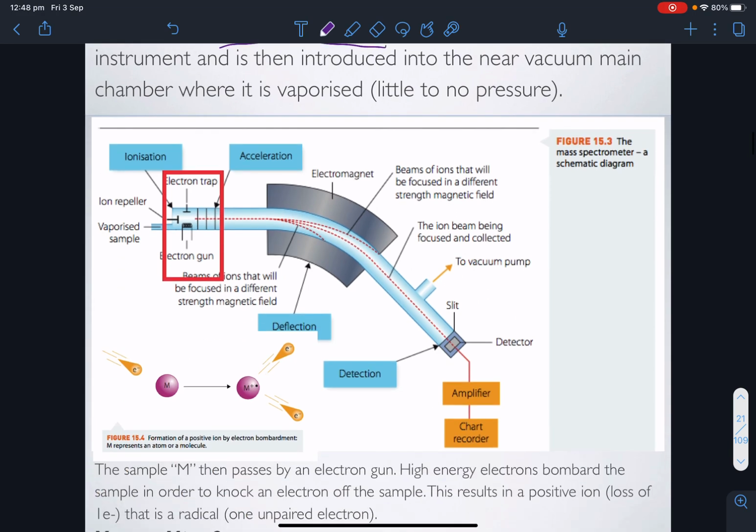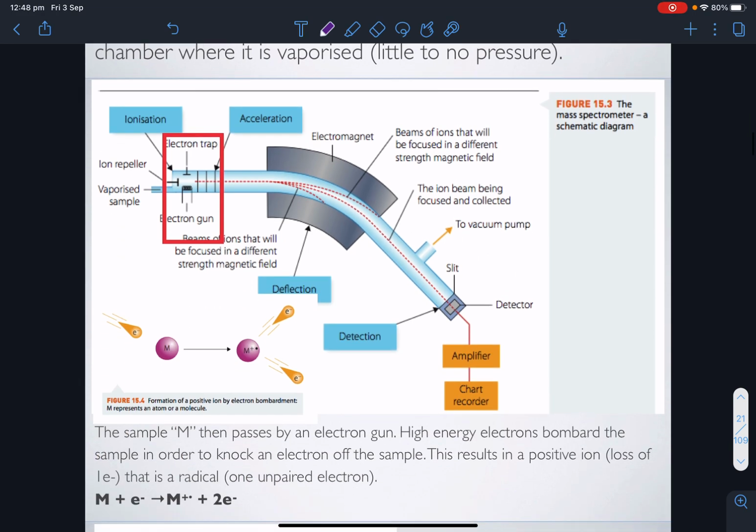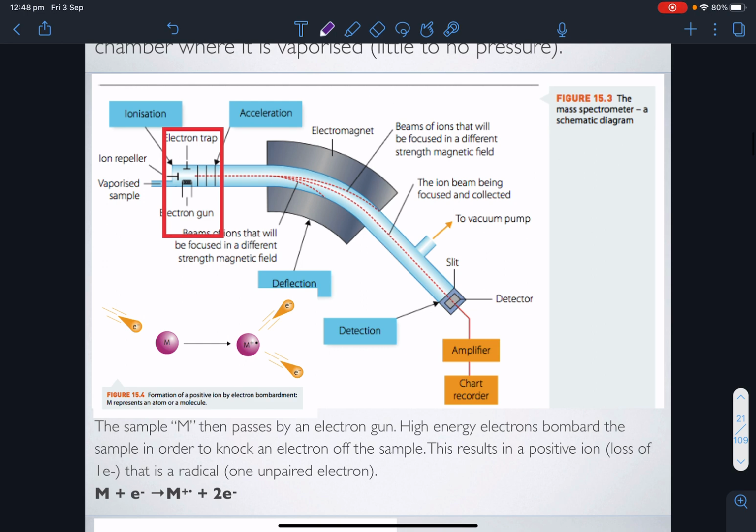Okay. What happens here at the electron trap is the ionization. So we've got an electron trap and electron gun. It's actually shooting electrons, just like in physics with the cathode ray tubes kind of thing. Okay, so our sample passes by the electron gun.